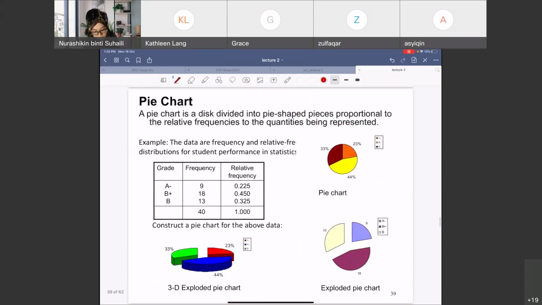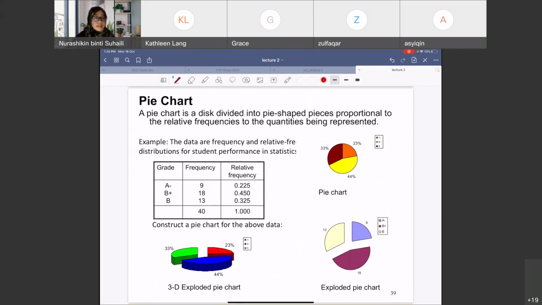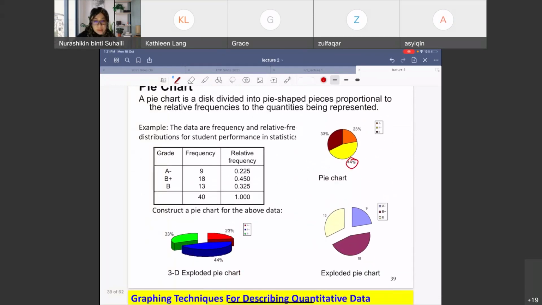Okay, this is a pie chart. It is very useful in presenting percentages, because we want to know how much, is it 1/3, is it half of the class, or maybe half of the population. It's very, very useful in presenting percentages normally. And there are many formats of pie chart.